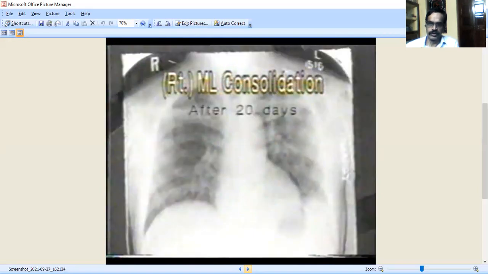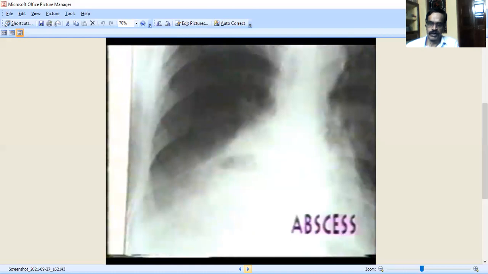Here you see, left lower lobe consolidation, because the white shadow is silhouetting with the left diaphragmatic border, isn't it? That is the left lower lobe. The abscess: in an abscess you see there is an air fluid level, isn't it? In the lungs, lung abscess.